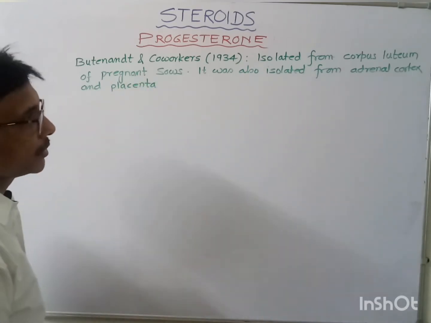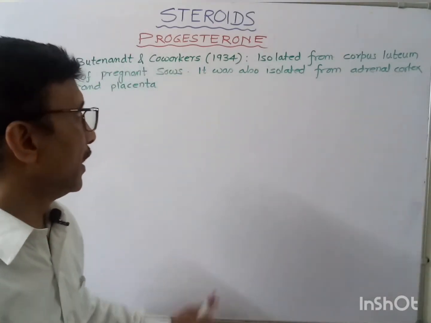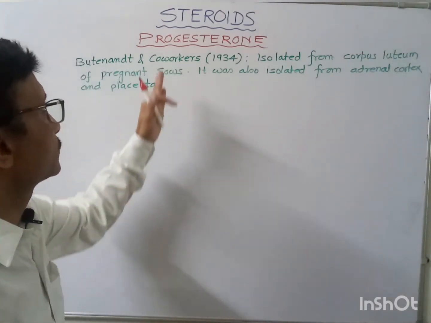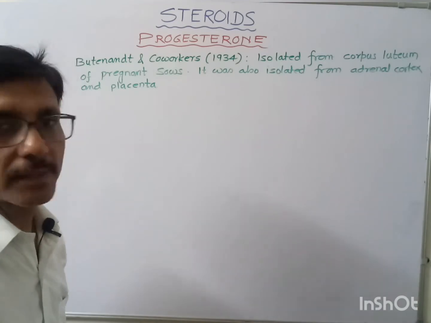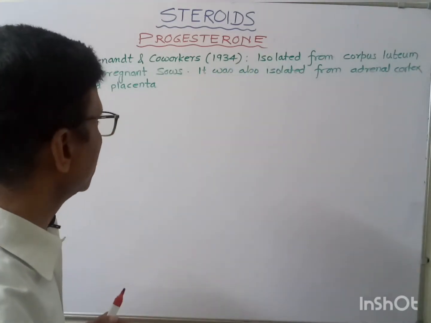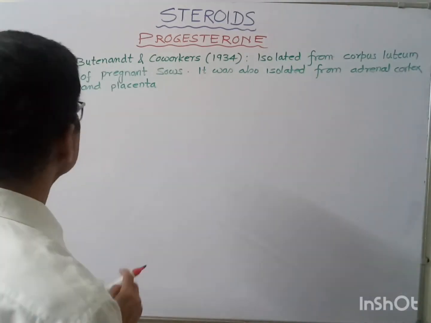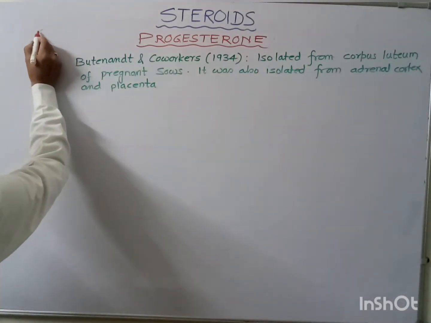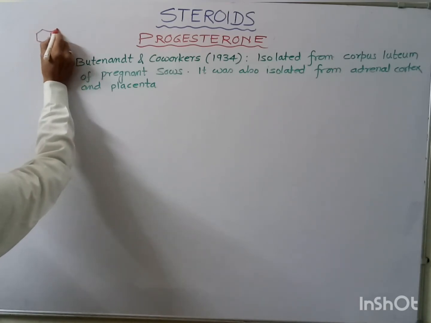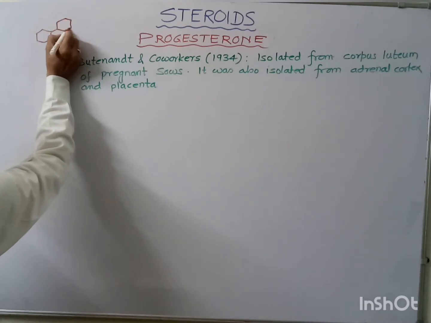So these all are the female organs, and this progesterone is one of the female hormones. So this progesterone, a female hormone, was isolated from these female organs. If we see the structure of this progesterone, then it is like this. So no doubt it will have a steroidal ring. So this is the steroidal ring.